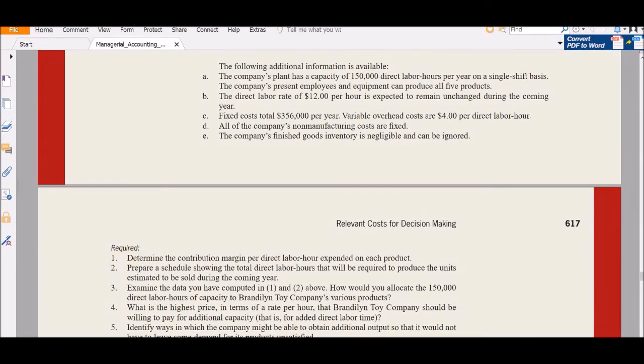Requirement number 1. Determine the contribution margin per direct labor hour expended on each product. So from one direct labor hour, how much contribution margin is generated in each product? For this, first we have to calculate the direct labor hours for each product separately.